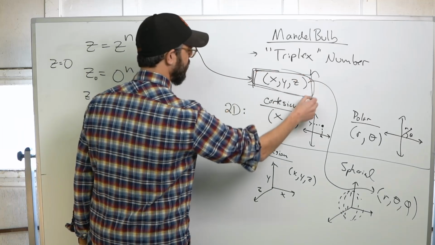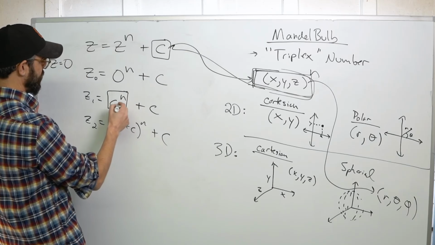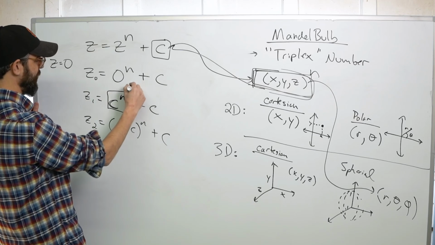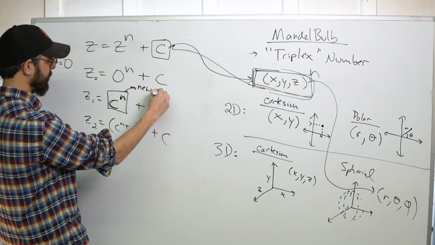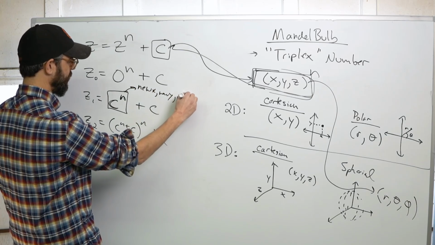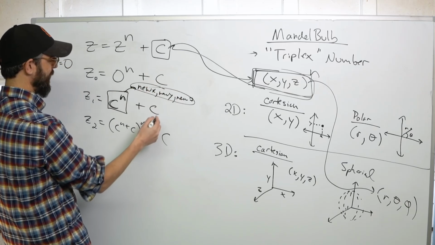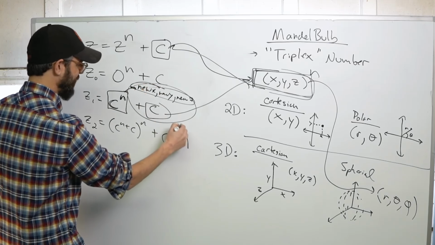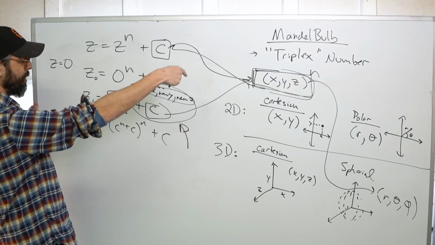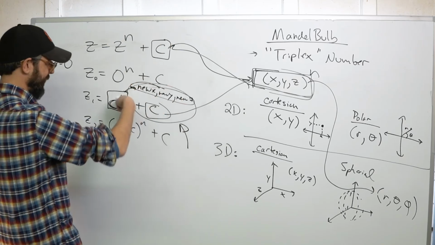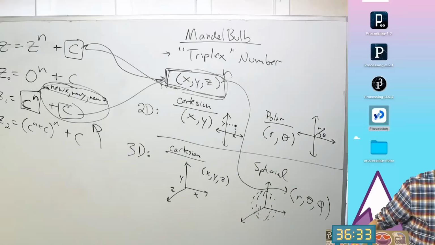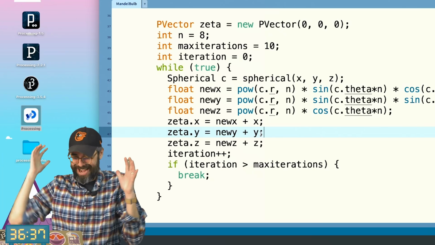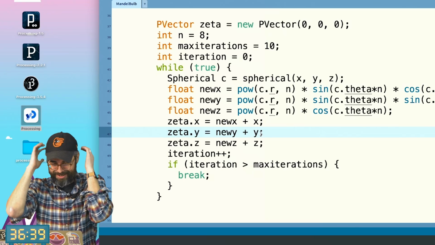C is x, y, z. So c to the n is defined by what I did, and this gives me in my code new x, new y, new z. Then I add c, the original x, y, z to it, and then I take this, convert it to spherical, and do it again to the nth power. Okay. When I said it over there, it made sense in my head, and now I have to see if I can put that into action here.